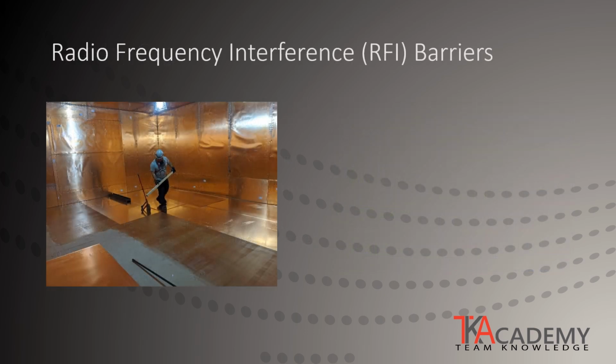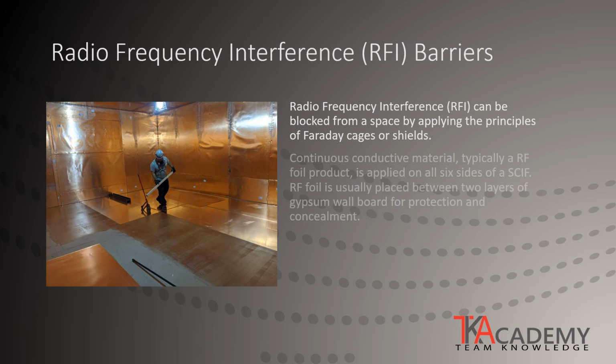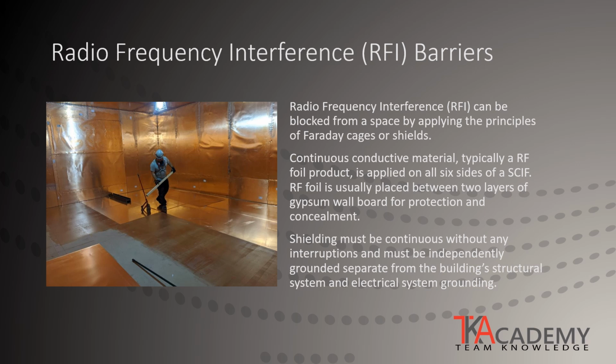What does a Faraday cage have to do with skiffs? Radio frequencies are a form of electromagnetic waves. They are often used to create interference within a skiff. Radio frequency interference can be blocked from a skiff by applying the principles of a Faraday cage. This is accomplished by providing continuous conductive material, usually an RF foil product, that is applied to all 6 sides of a skiff. The RF foil is usually placed between 2 layers of gypsum wallboard for protection and concealment. The key is that the shielding must be continuous without any interruptions and must be independently grounded, separate from the building structure and electrical grounding systems.